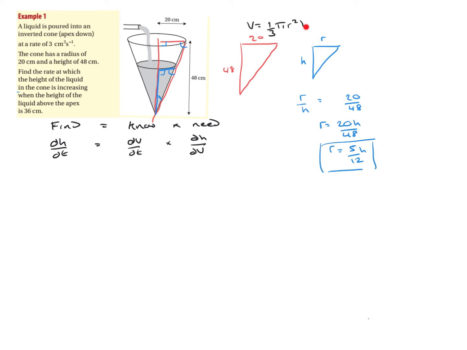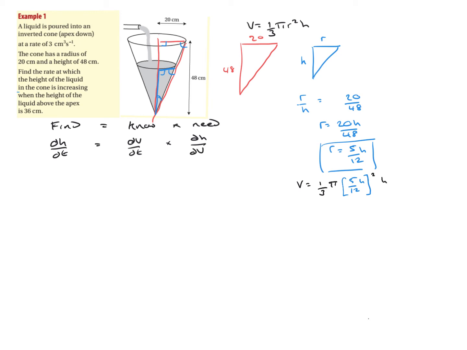Now that I have r equal to 5 over 12 h, I'm going to stick it into my volume formula, which will enable us to get rid of the r here, and everything will now be in terms of h, which means I'll be able to differentiate V with respect to h. So V is equal to 1/3 pi times r, and the r is 5 over 12 h. That goes in there, squared, and multiplied by h.